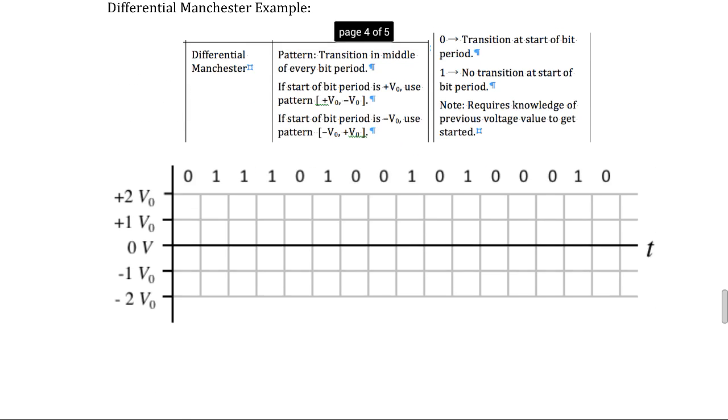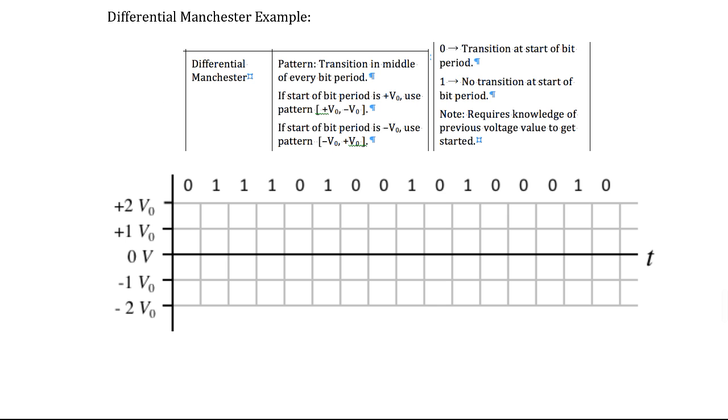Differential Manchester. Oh boy, this one looks complicated. The pattern is that we have a transition in the middle of every bit period. And here's the two patterns, kind of like Manchester, except what you do is you fill the pattern in based on the value of the voltage at the beginning. So if the voltage was a plus V0 at the beginning, then you fill in the pattern that starts with the positive voltage. If it was negative, you start with the one with the negative.